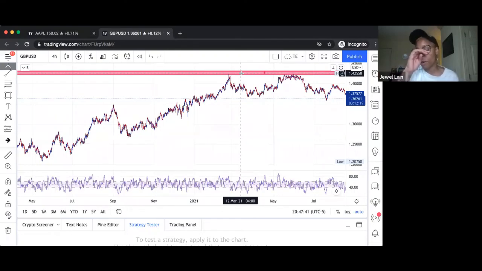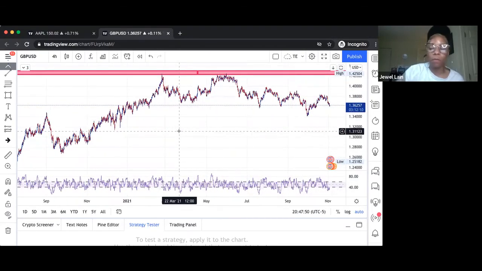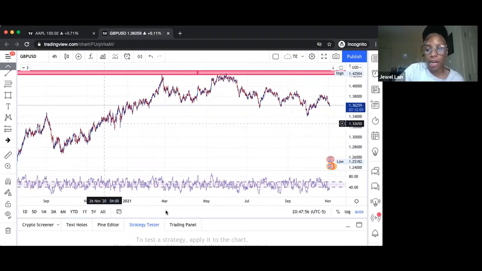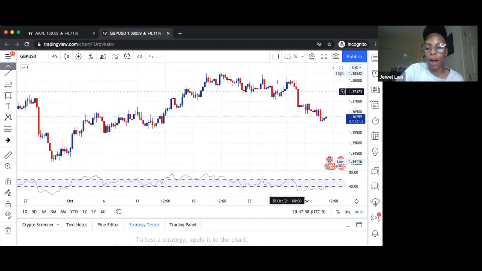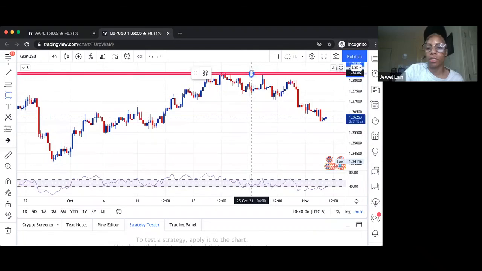Nobody's going to trade on a 4-hour. If you do, that's your business. But nobody's going to trade on a 4-hour, right? So we're only marking up the 4-hour to see where the candles are going to go. So let's go ahead and do the 4-hour, and make sure that your chart is refreshed.